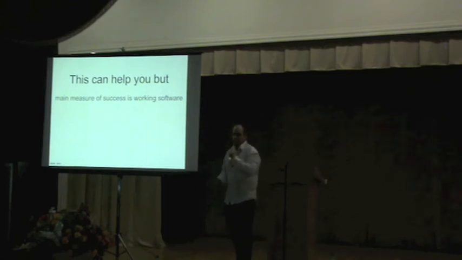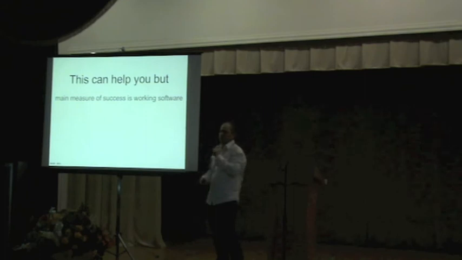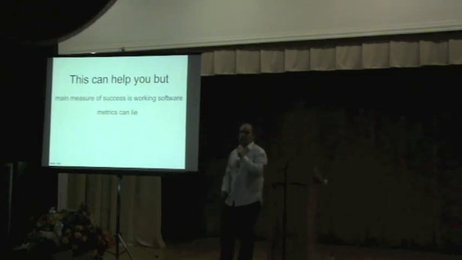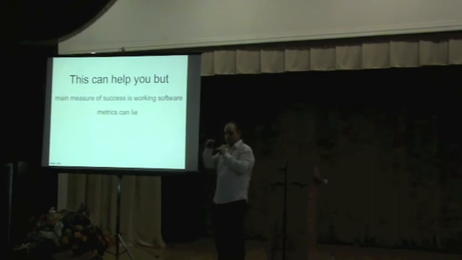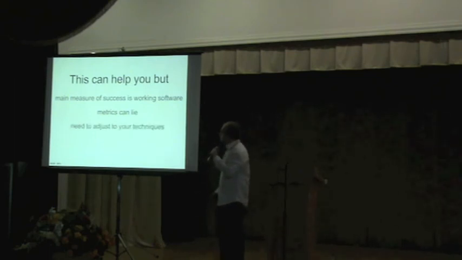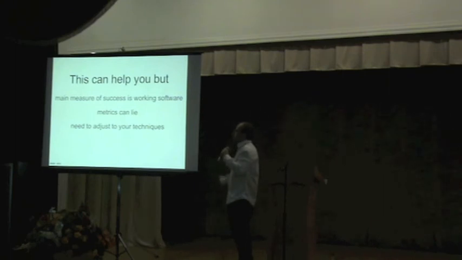But don't forget that the measure of success is the working software. The only thing that really matters is the working software. And the metrics can lie. If people try to lie, for example, code complexity is easy to cheat on. Just split your complex function into, as well, hard to understand, but smaller ones, and it will be cheated. And you need to adjust that to your techniques. You need to find your own way.